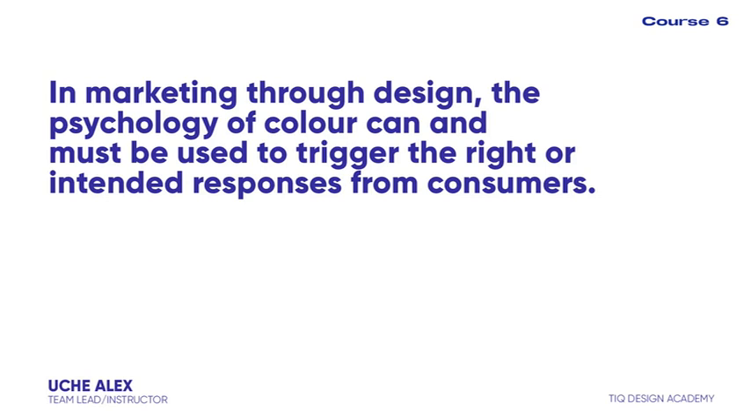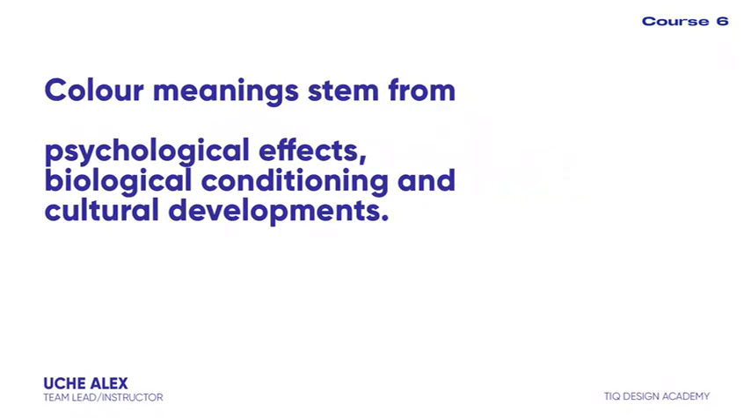In case you are thinking, where does this color psychology and meanings come from? Well, I'll tell you. Color meanings stem from psychological effects, biological conditioning, and cultural developments. Psychologically, some colors are deeply rooted in our brains because these colors are visible all around us and we naturally have attached certain meanings to them.